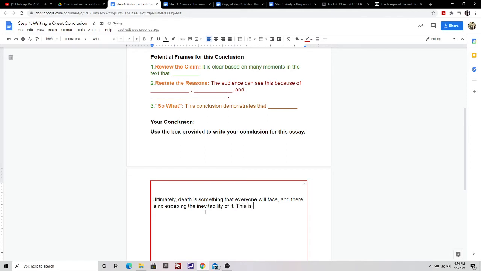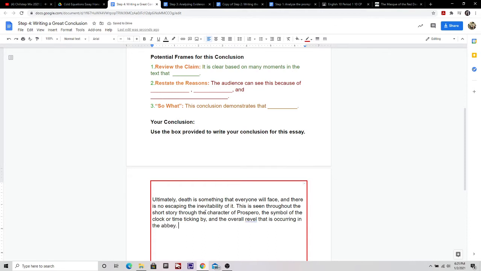This is seen throughout the short story through the character of Prospero, the symbol of the clock or time ticking by, and the overall revel that is occurring in the Abbey. All right.